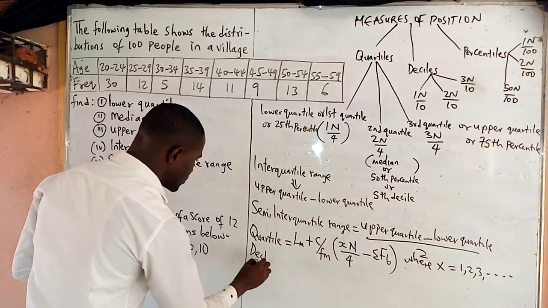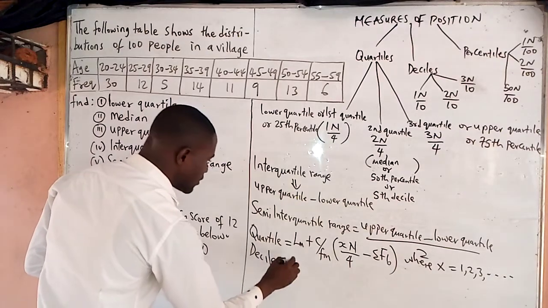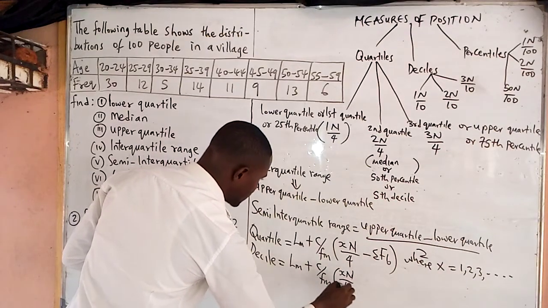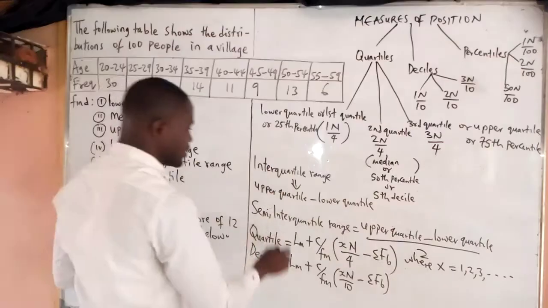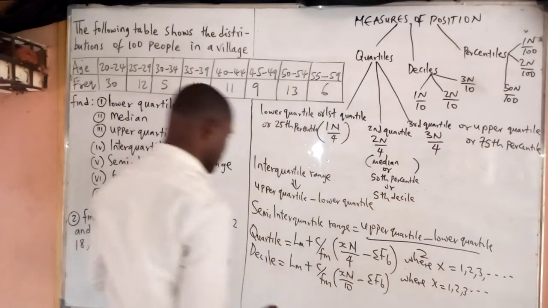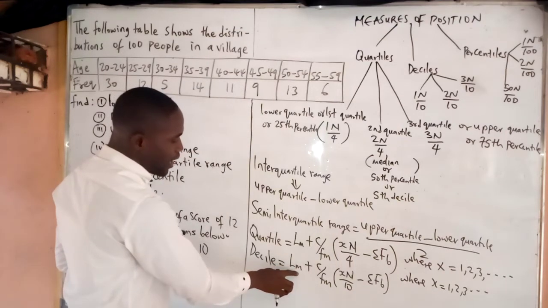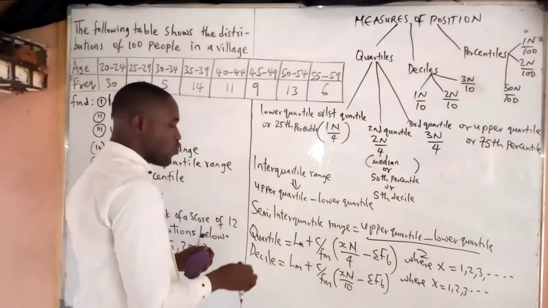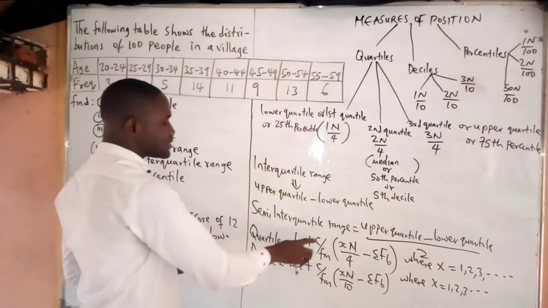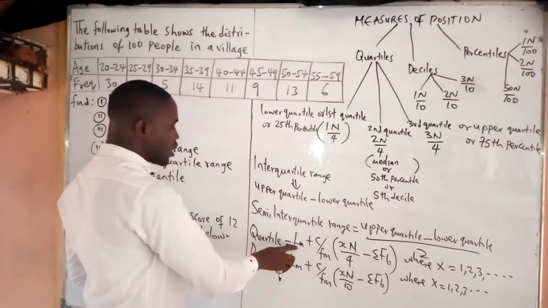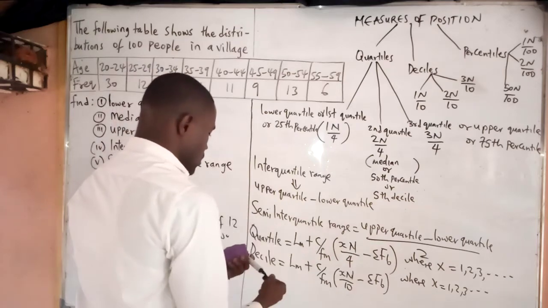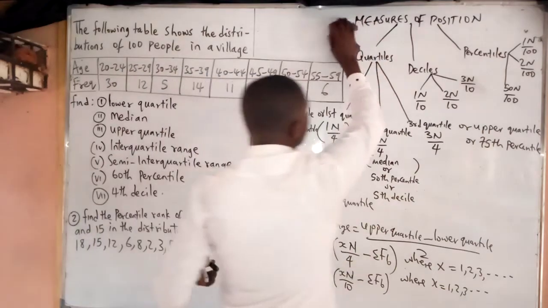Then for decile, you say LM plus C all over FM bracket xN over 10 minus summation of frequency before the decile class, where x equals 1, 2, 3 to infinity. And LM is the lower class boundary of the decile class, C is the class width, FM is the frequency of the decile class. This one is the frequency of the quartile class, this one the class width, this one the lower class boundary of the quartile class. We have to know these formulas as we solve these questions. Then, let's write the formula up here.